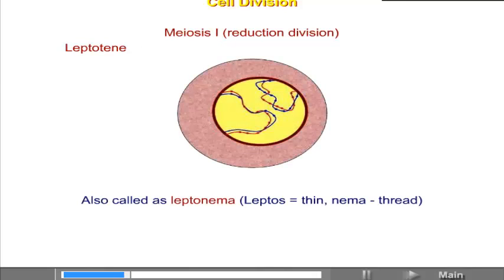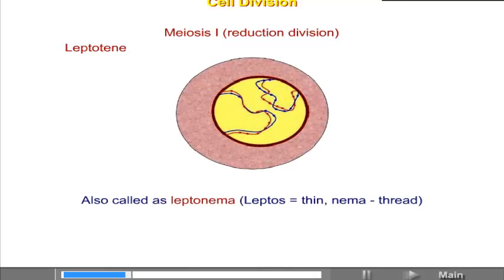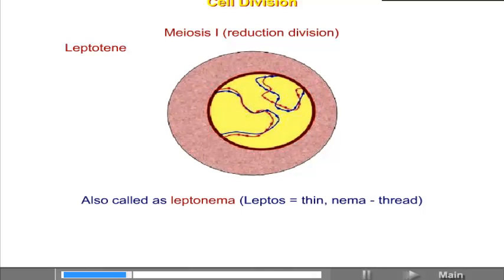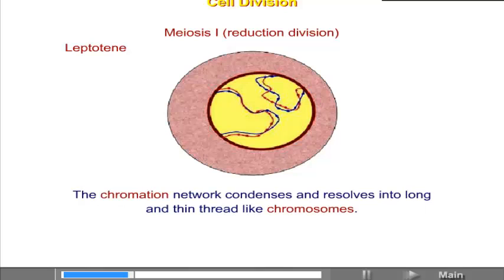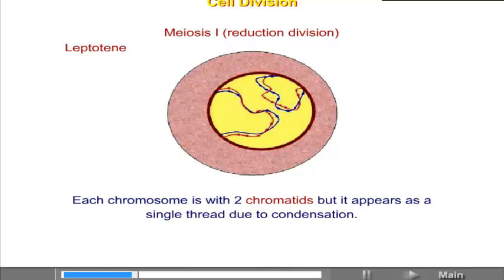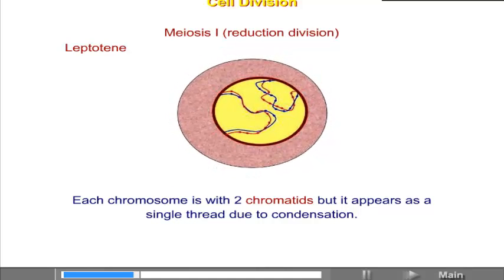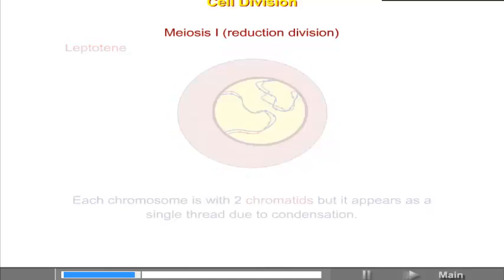Leptotene, also called leptonema. Leptos means thin and nema means thread. The chromatin network condenses and resolves into long and thin thread-like chromosomes. Each chromosome has 2 chromatids, but it appears as a single thread due to condensation.